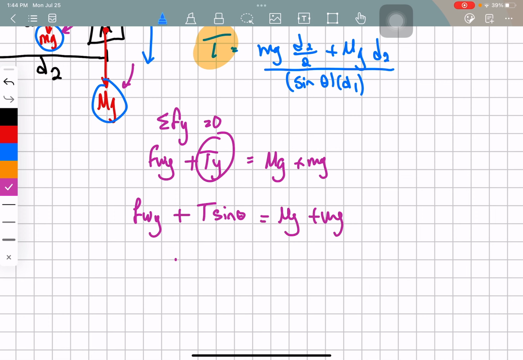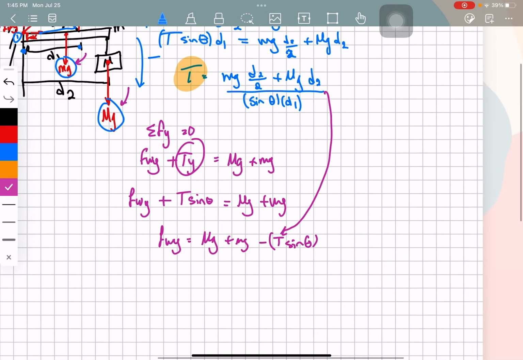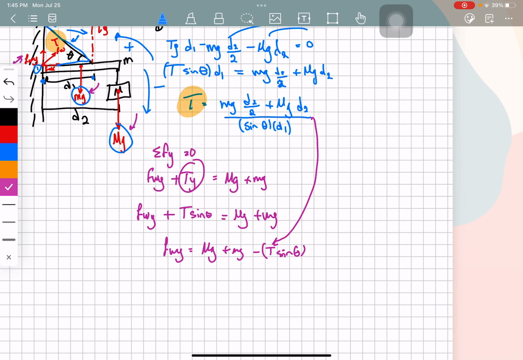Can move this around, so Fwy is going to equal mg plus mg minus T sine theta. Okay, now I know that T is equal to this, so I can bring this down right here. So if there were numbers, it would be much easier to figure this out.